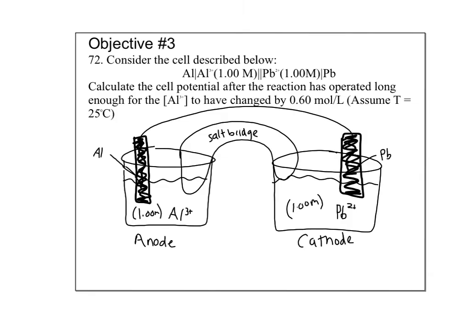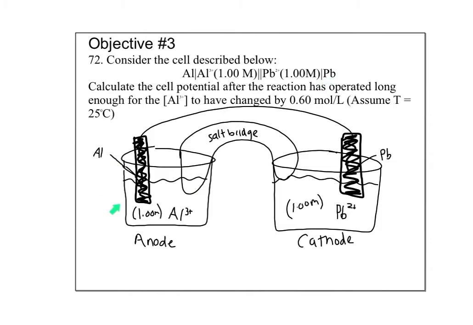All right, this is objective number 3, number 72. Consider the cell described below. The anode electrode is solid aluminum, and it's in a solution of 1 molar Al3+. Then we have our double line for the cell notation. Now we're going over to the cathode. The solution is Pb2+ ions at 1 molar. A single line tells me that the electrode is solid Pb.